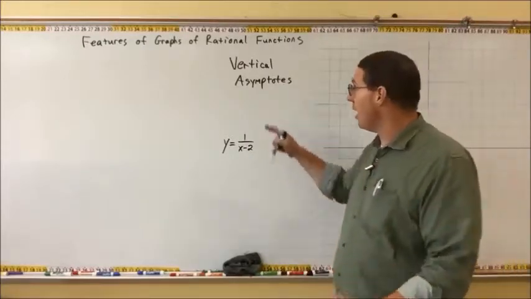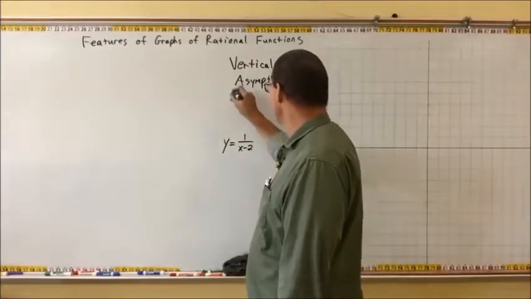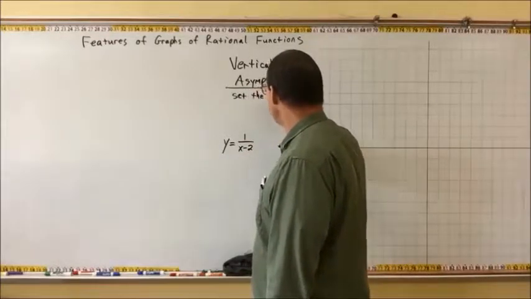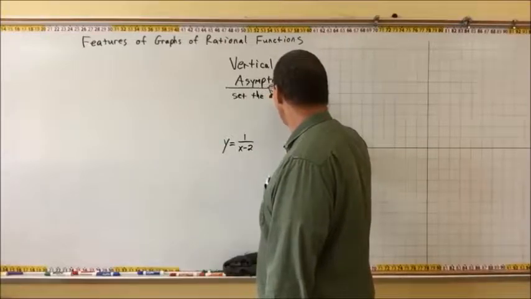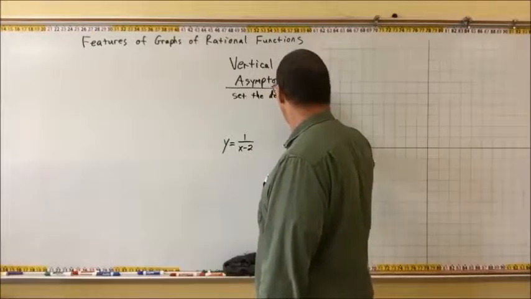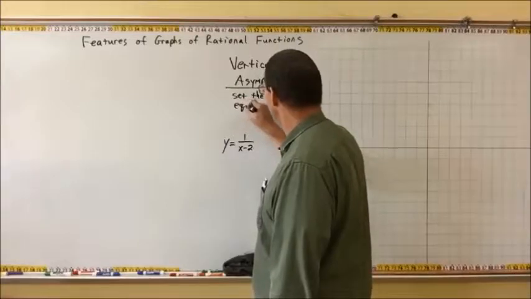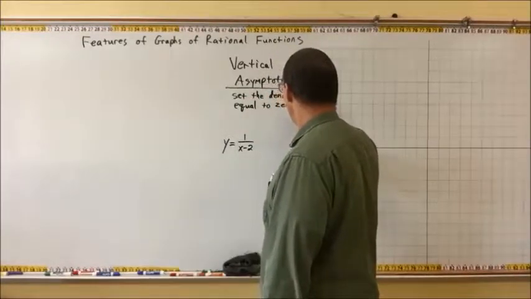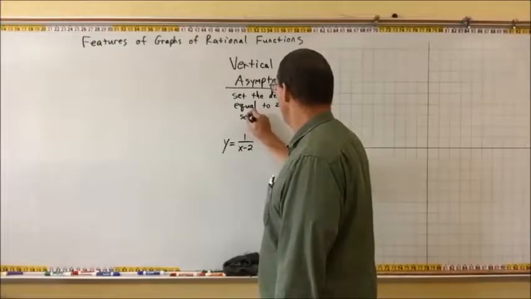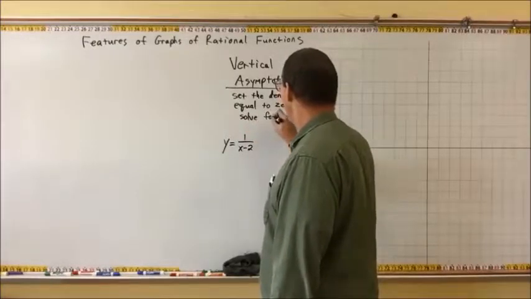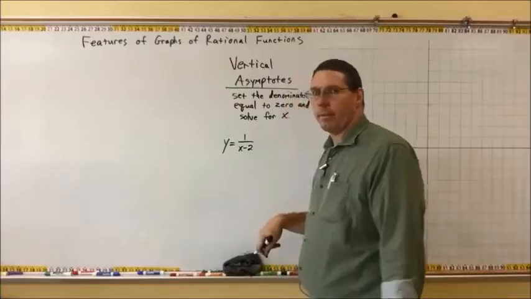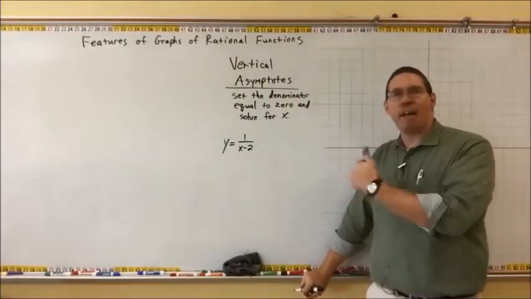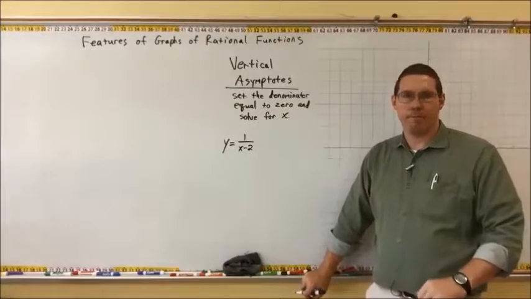To identify a vertical asymptote, here's what you're going to do. Set the denominator equal to 0 and solve for x. Now here's the thing. You have to do that after you have found the holes and canceled them.